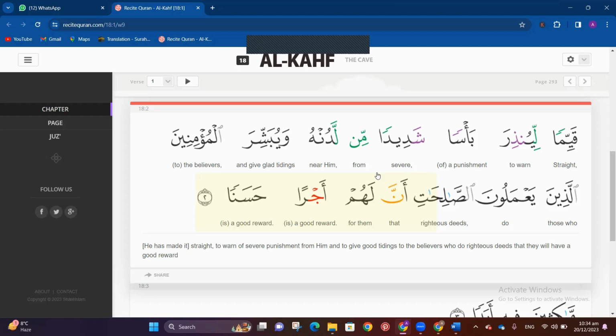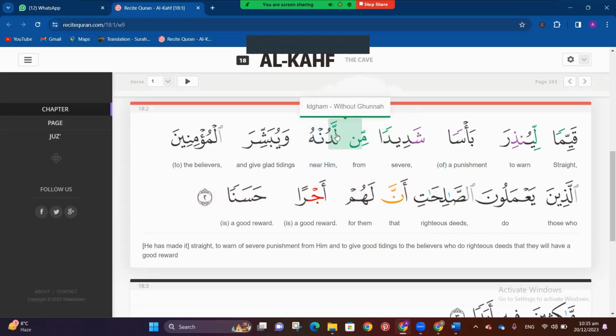Okay, shadeedam min ladunhu. Then again the same ha, and just joining a meem with lam, because it is the same rule here as well. Okay, the mil, yani qayyimalli, joining just meem with lam. And then here again meem with lam, milladunhu, and then this ha again is the one we pronounce with the portion of the throat near to the chest, ha.